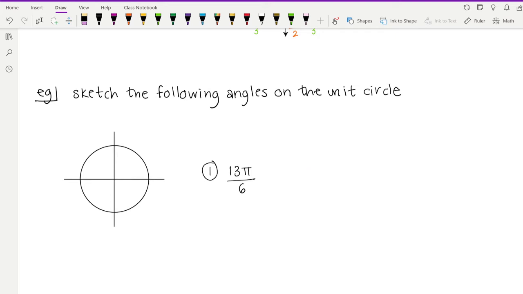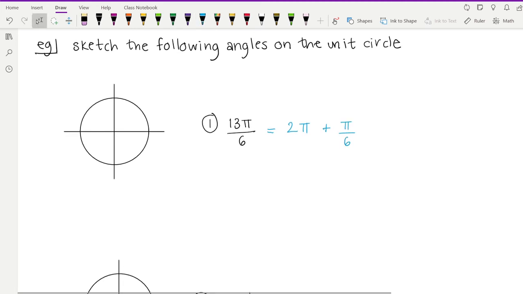And so for angles like this, the useful thing to think about is how much more than 2 pi is this angle? We want to rewrite it as 2 pi plus something. And in some cases, it might be like 4 pi plus something or 6 pi plus something, but 13 over 6 is just a little bit bigger than 2, and so it's just going to be 2 pi plus something. So how much further do we need to go than 2 pi? Well, it's just going to be pi over 6.